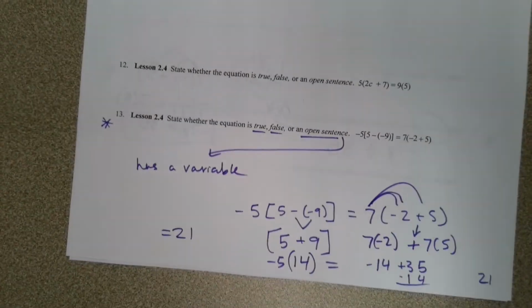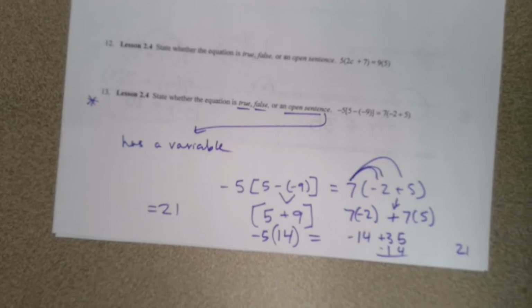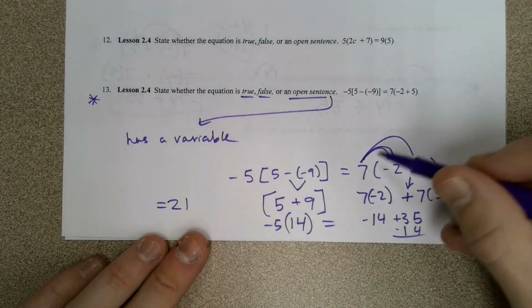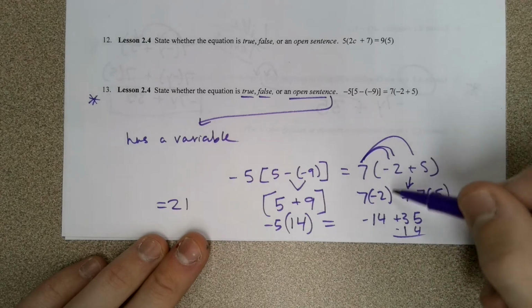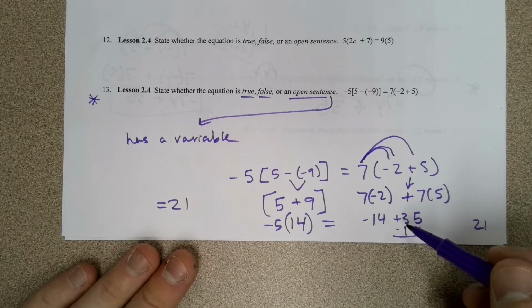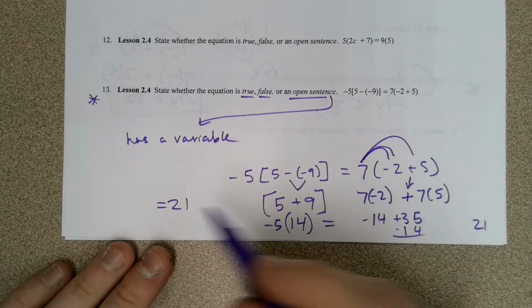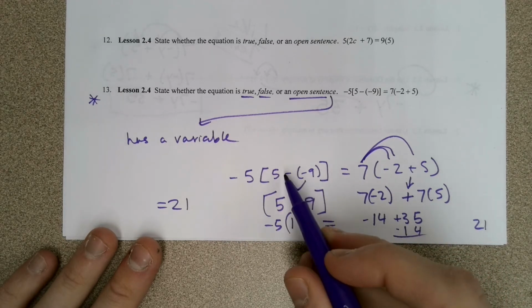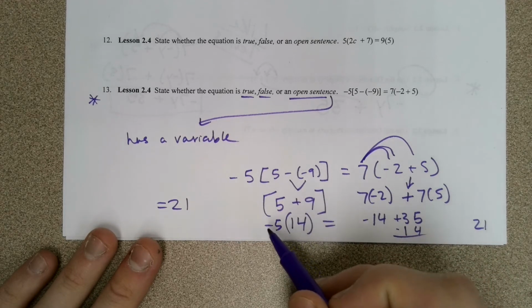Oh my goodness, I just keep going off the paper. Sorry, take a second to catch up there. So I distributed this side, took the next step, and finally simplified that to negative 14 plus 35. Subtracted those, got 21 on that side. Over here, put those together, double negatives made a positive.